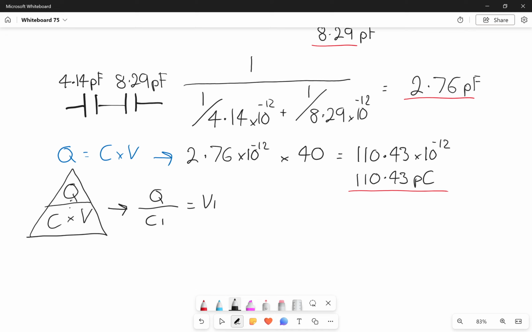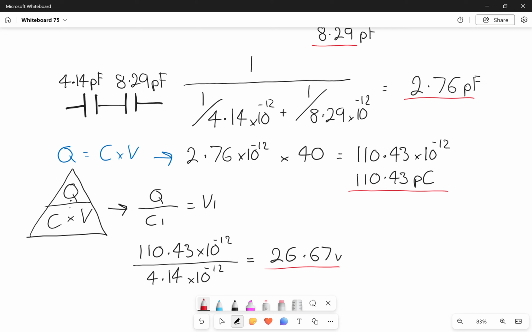So now when we dial those numbers in to our formula, we're going to take the 110.43 that we've just worked out. And remember, it's times 10 to the minus 12. We're going to divide that by our first capacitor value in the circuit, which is there, which is 4.14. And again, it's picofarads, so it's times 10 to the minus 12. Then when you do that, you should get 26.67 roughly. Again, rounding might be slightly different.